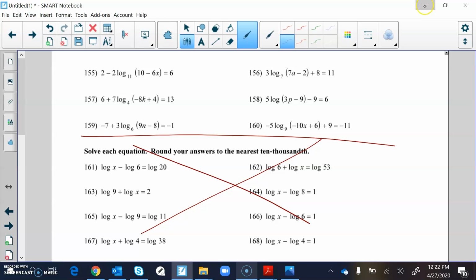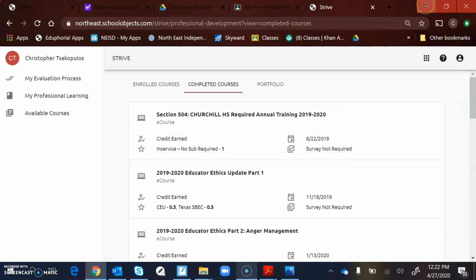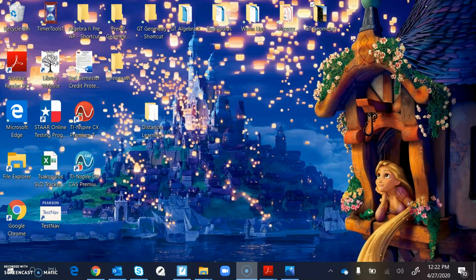So that ends the logarithm unit. I'm looking for the little button to stop.